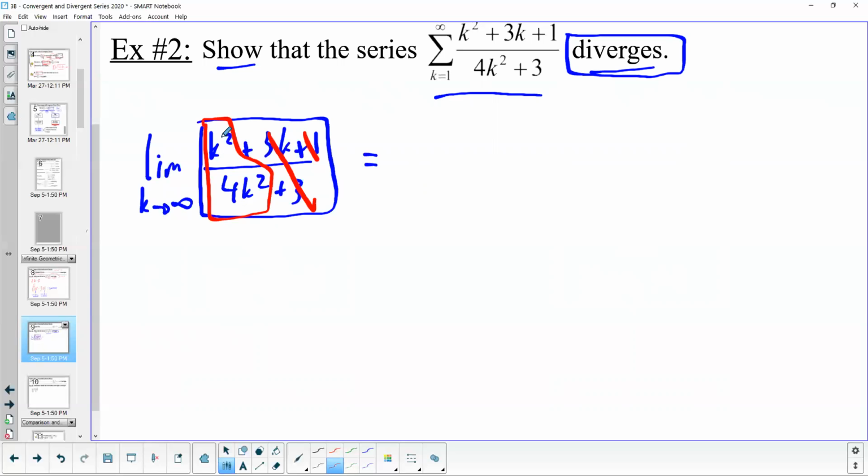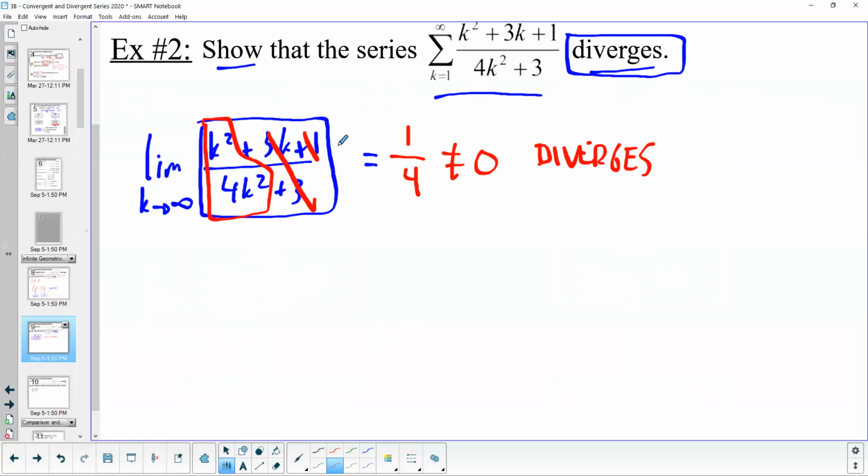I look at this and I see k squared over 4k squared. If I look at those leading coefficients, I notice that they're equal to 1/4. So right there, this tells me the limit as k approaches infinity of this particular expression is equal to 1/4, which does not equal 0. Therefore, that immediately tells me, using the divergence test, that this particular series diverges.